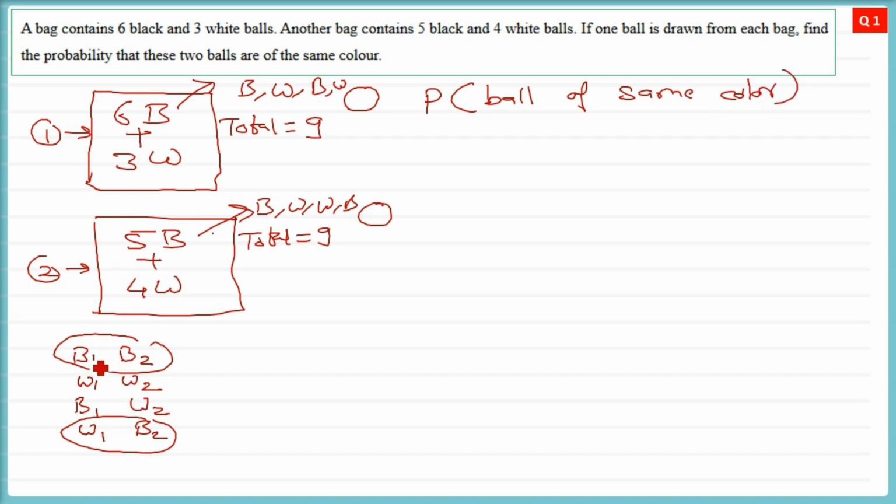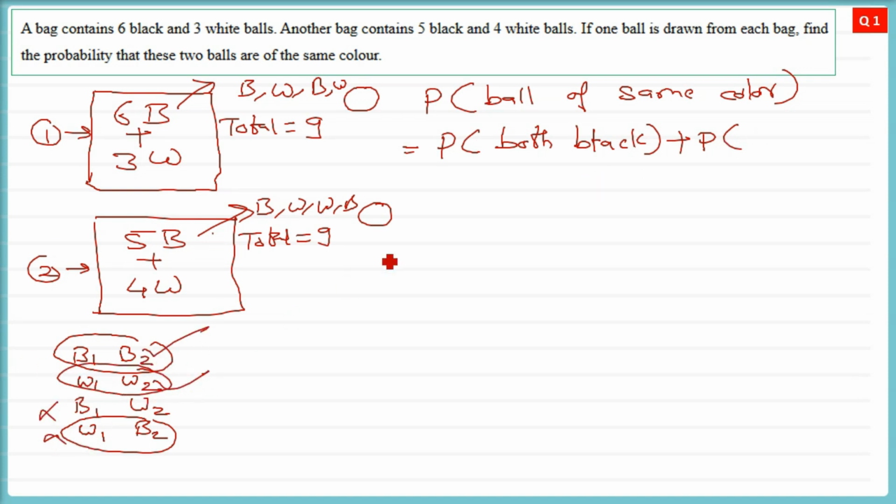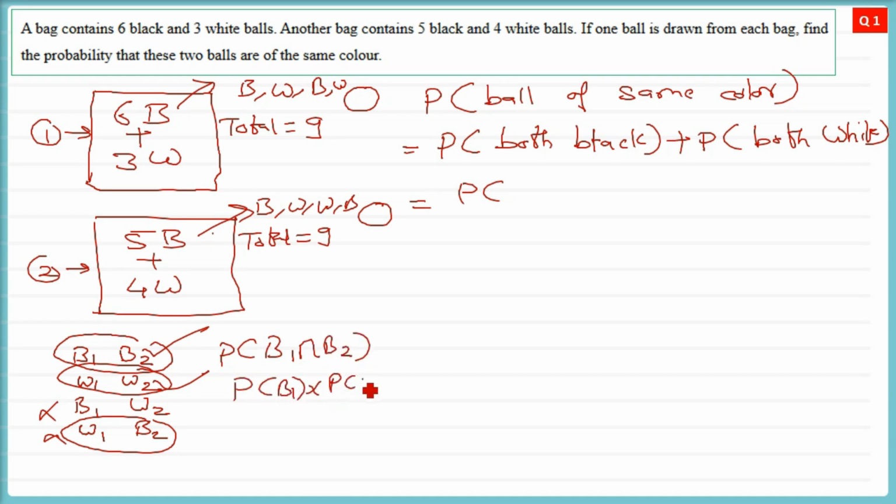So this is how it will be written. Probability of both balls are black and probability of both the balls are white. So both black, both white are the actual favorable cases here. Balls of same color. What does it mean when we write both black? It's basically B1 and B2, and 'and' means intersection. So we'll write probability of B1 intersection B2. These are independent events. So we can write P(B1) multiplied by P(B2).